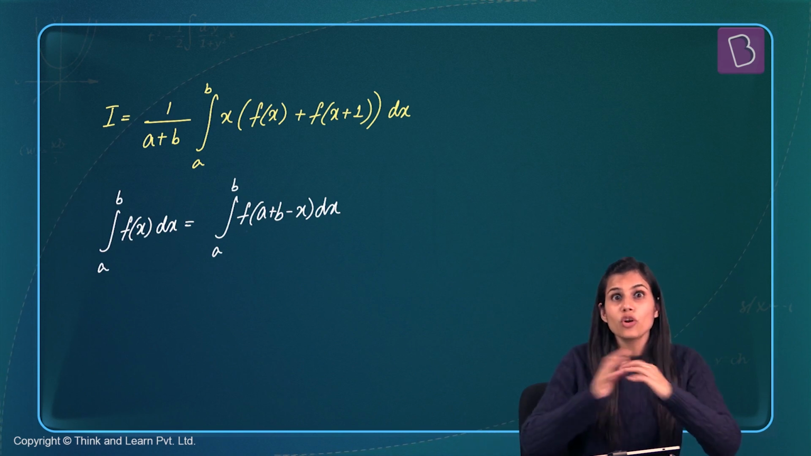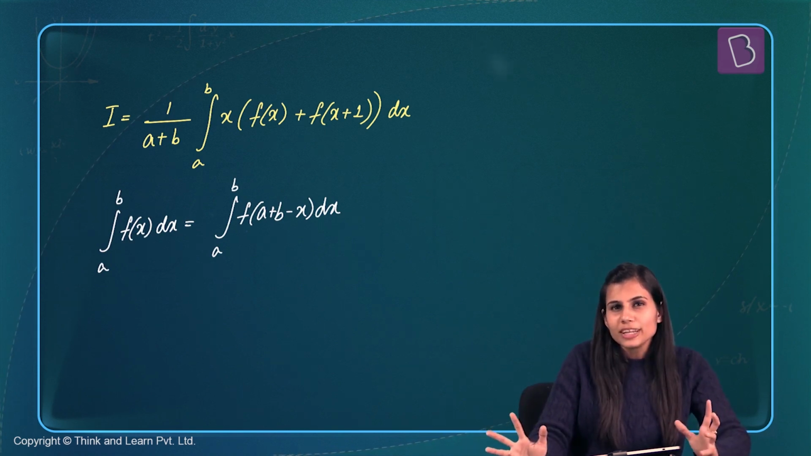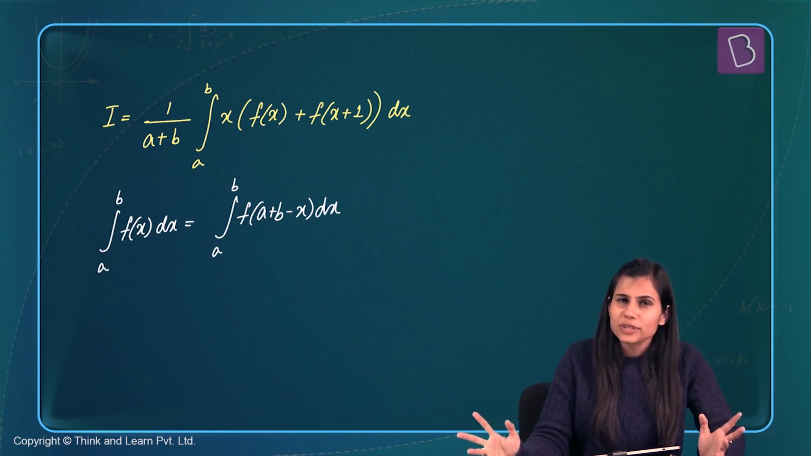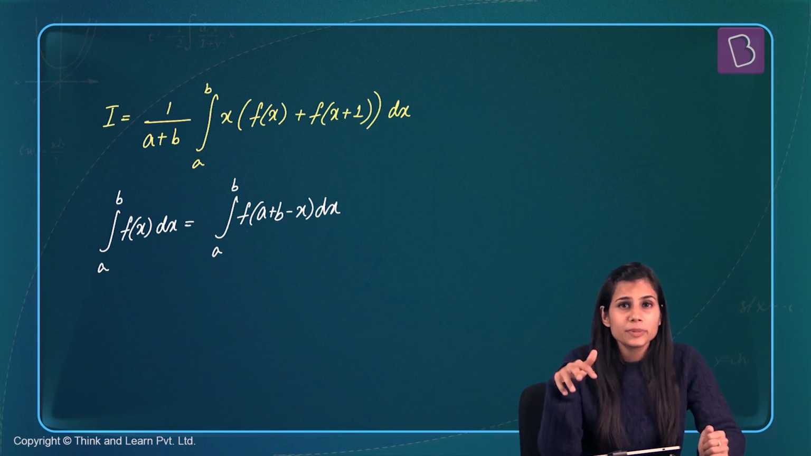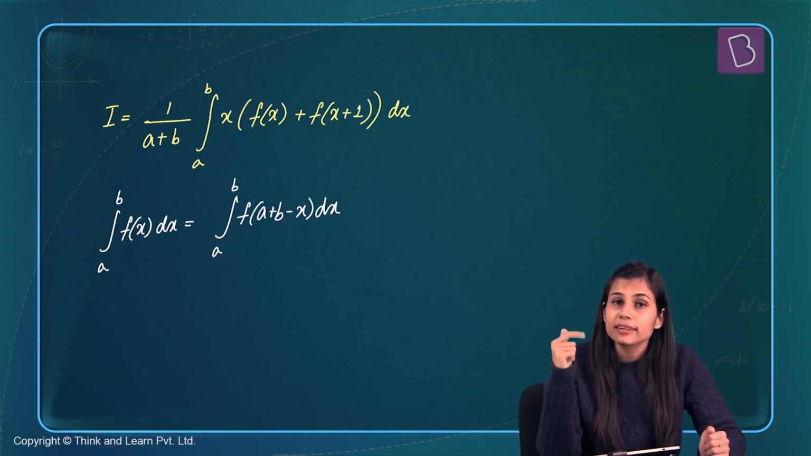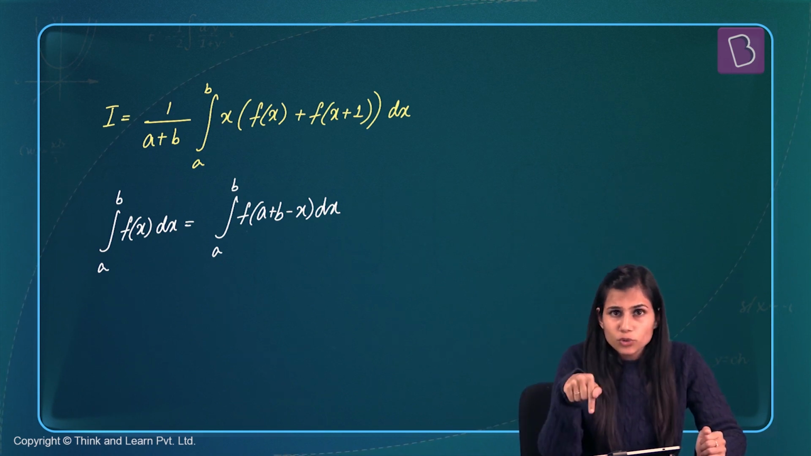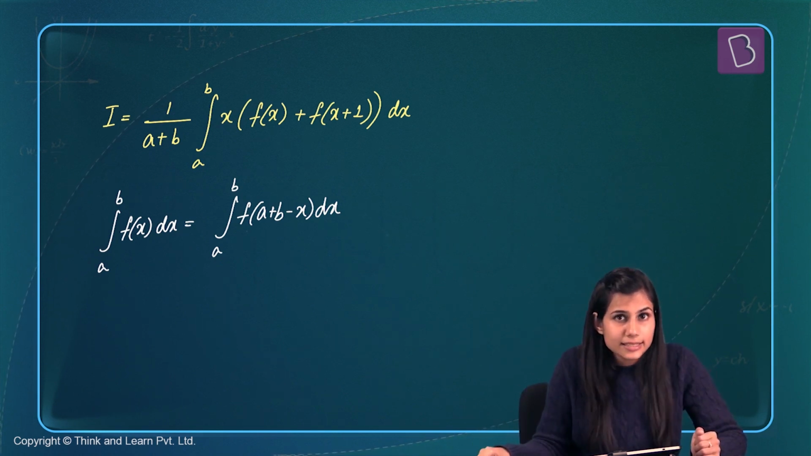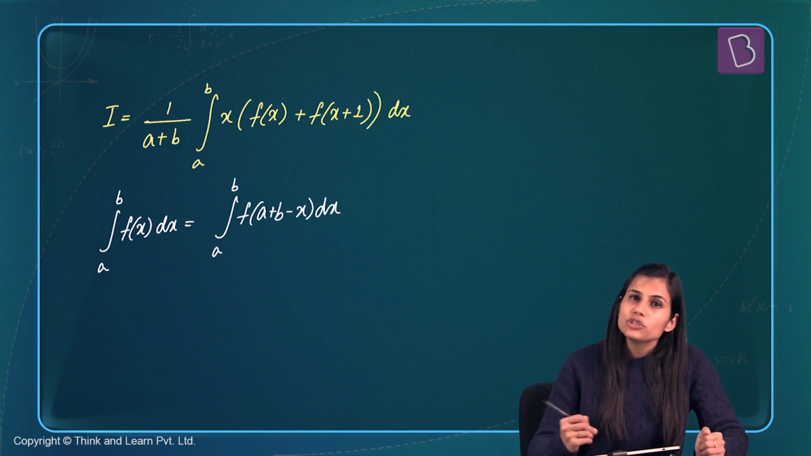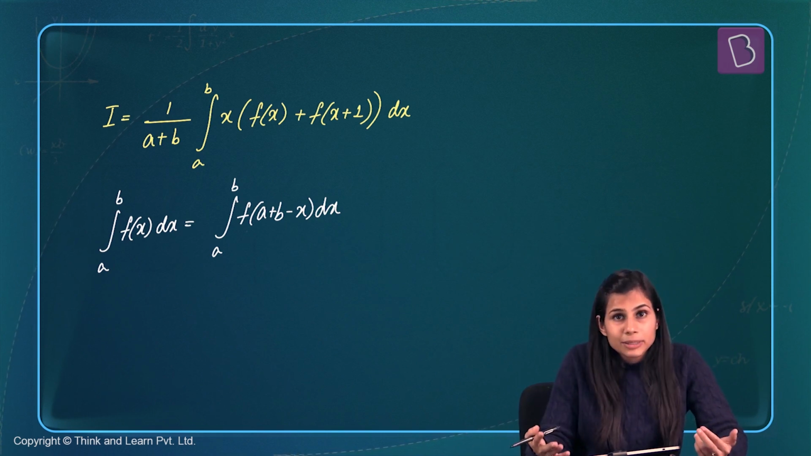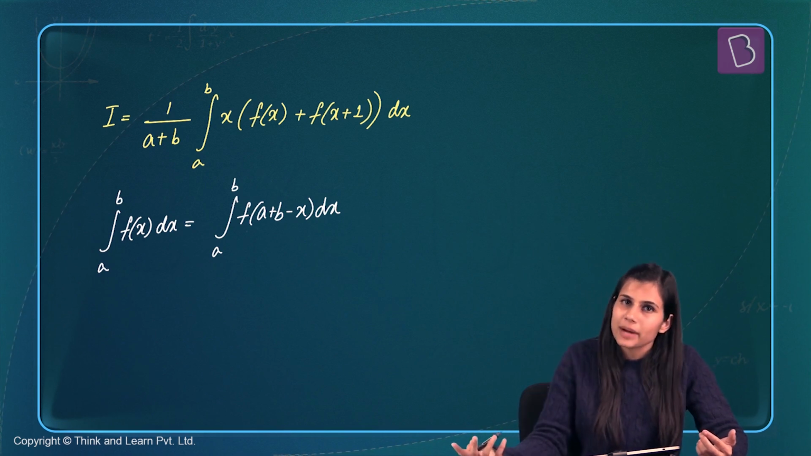That's one property which we always try to apply, and we really hope that it takes us somewhere. So let's do that. That property is nothing but integral a to b f of x dx is equal to integral a to b f of a plus b minus x dx. So that's what I'm going to do in here as well. If my capital I is this integral, capital I is going to be this integral when I replace x by a plus b minus x.